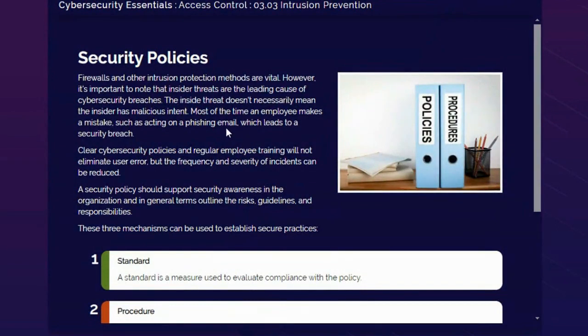Let's talk about security policies. Firewalls and other intrusion protection methods are vital, right? Because there's 2.7 million attacks in 2 weeks. However, it's important to note that insider threats are the leading cause of cybersecurity breaches. People that are inside your company. The insider threat doesn't necessarily mean the insider has malicious intent. Most of the time, an employee makes a mistake. Because that can happen too, like acting on a phishing email, which leads to a security breach.